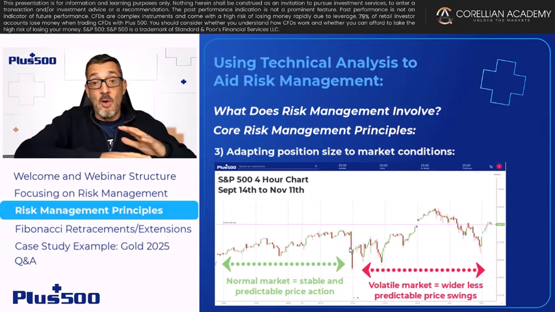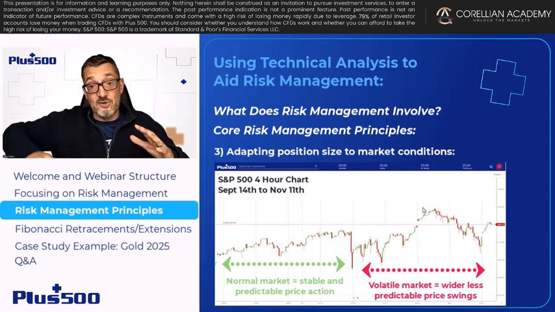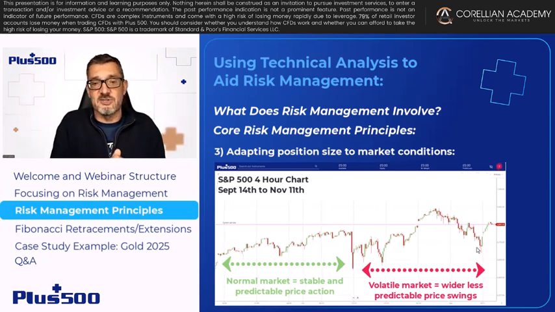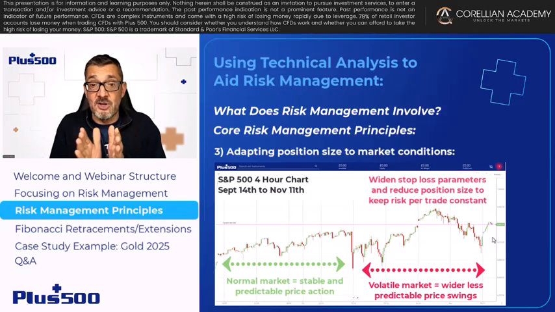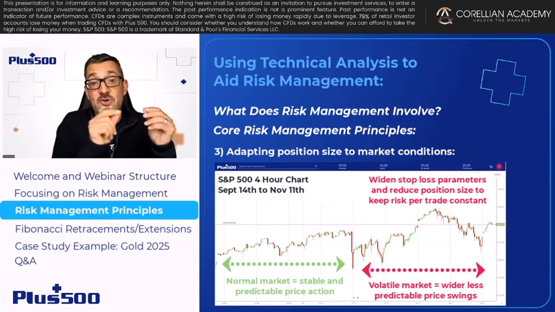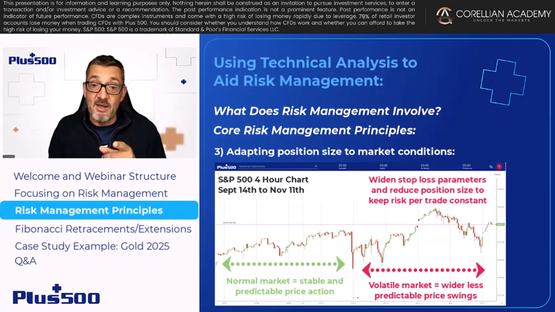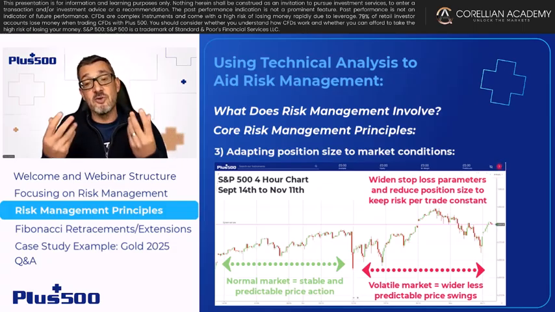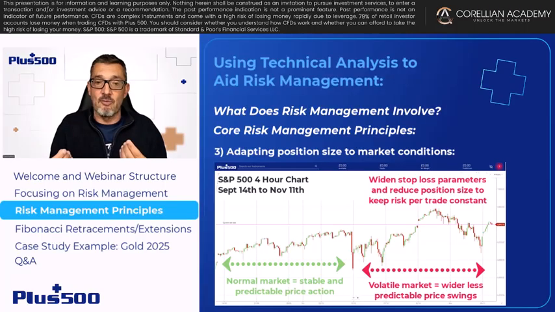In volatile markets, while price swings are much wider and less predictable, it can be advisable to reduce your position size, even where your conviction is high. In this situation, widen your stop loss to account for increased noise, but keep your risk per trade constant. Remember, volatility can punish overconfidence. Avoid the temptation to make back losses by increasing your position size and taking bigger risks.